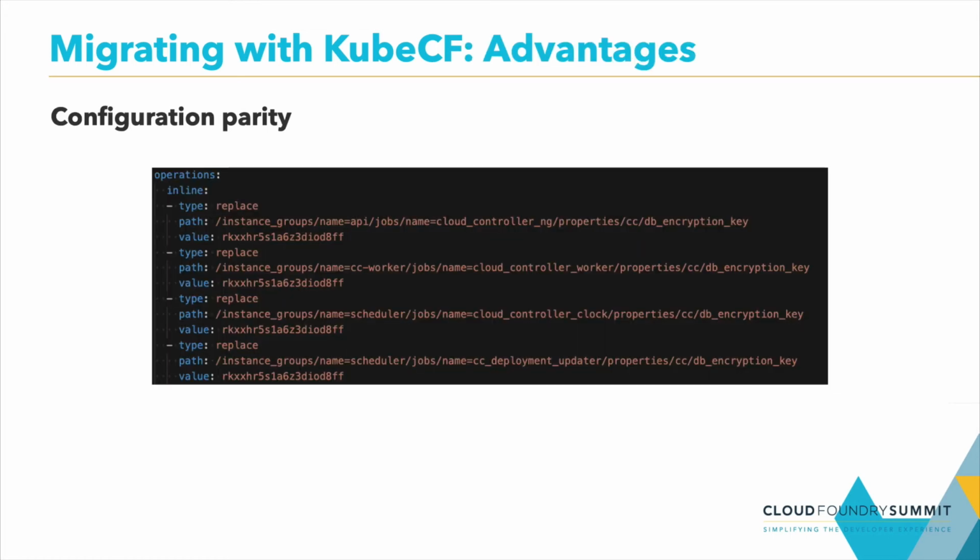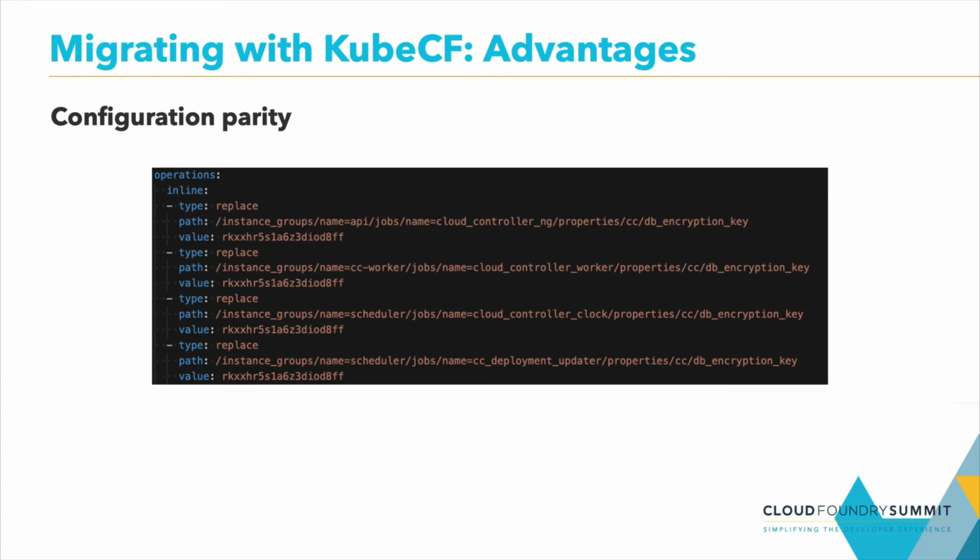This made me realize that actually for this migration use case, KubeCF is really good at simplifying issues. One of the advantages of KubeCF is that it has configuration parity with BOSH, in the sense that the same way BOSH behaves with a base manifest and the fact that you can apply ops files on top of that, you can do the same with KubeCF. You just need to do it in a different place. On KubeCF, you do that in the values YAML.